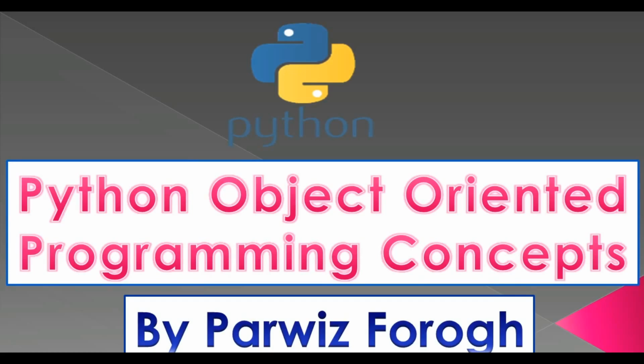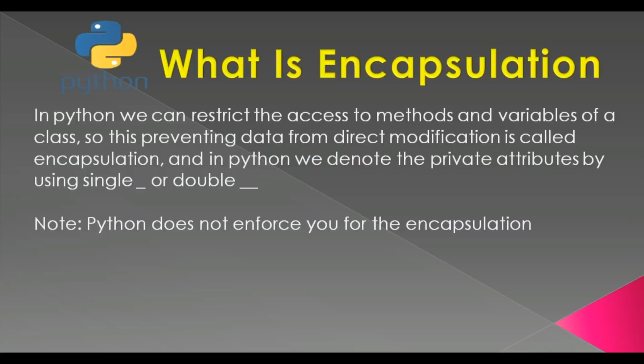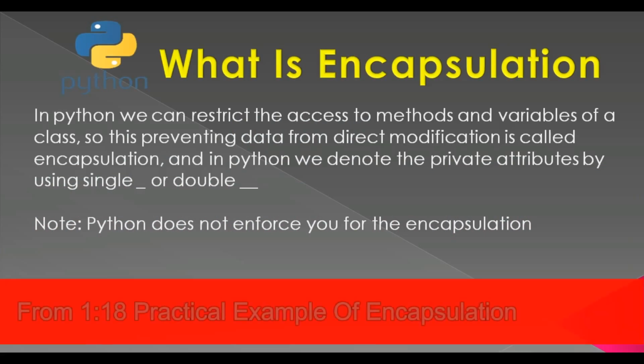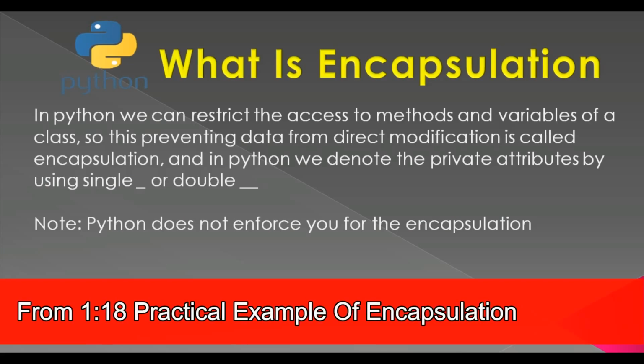So in the previous video we talked about polymorphism and method overriding in Python. In this video we are going to talk about encapsulation. First of all, what is encapsulation? In Python we can restrict the access to methods and variables of a class. This preventing of data from direct modification is called encapsulation.